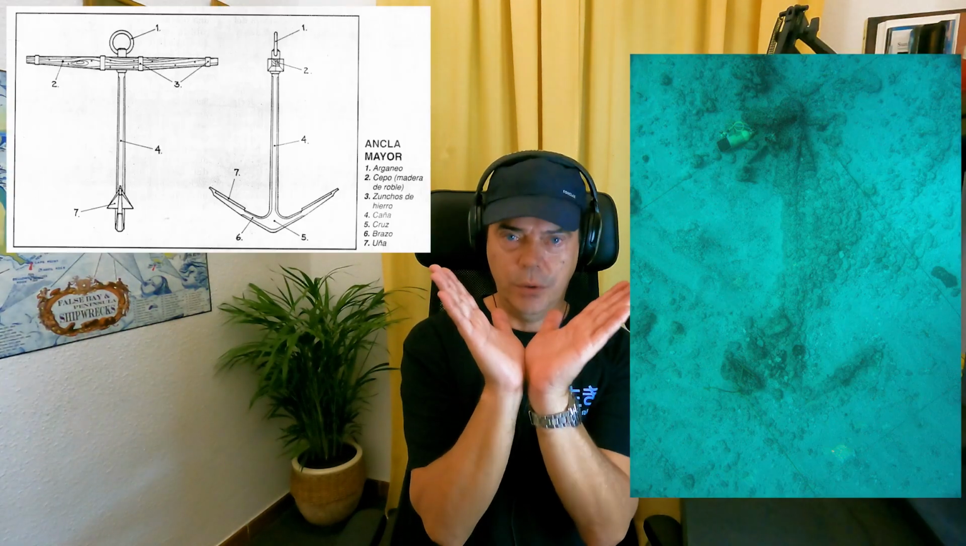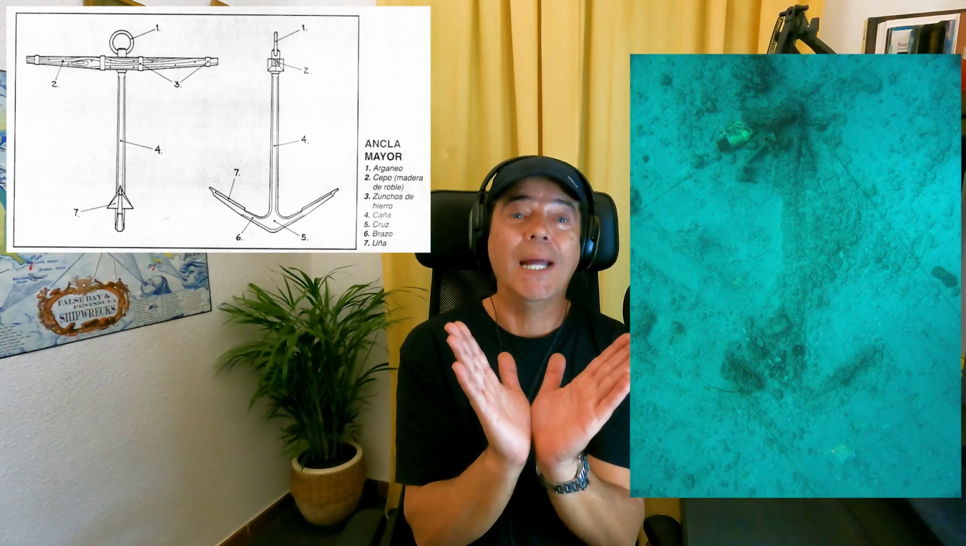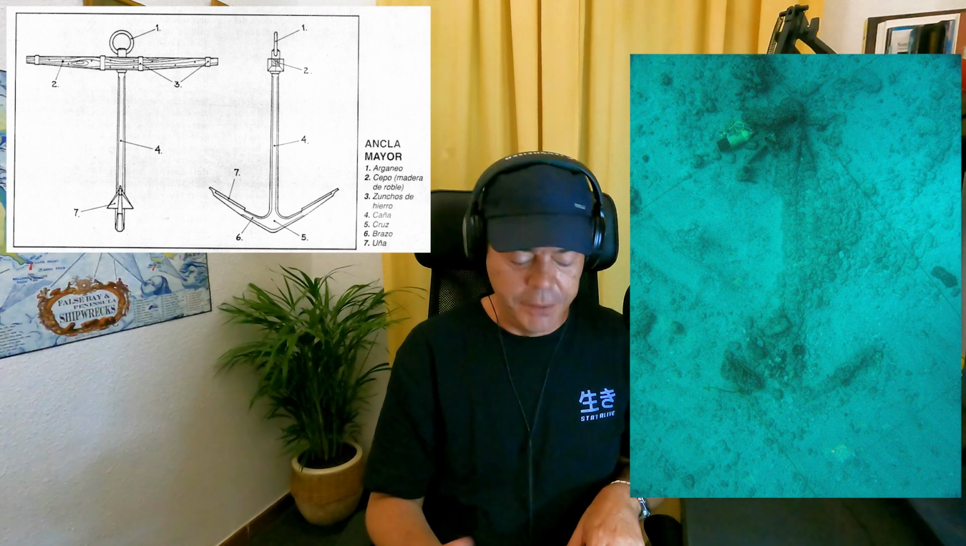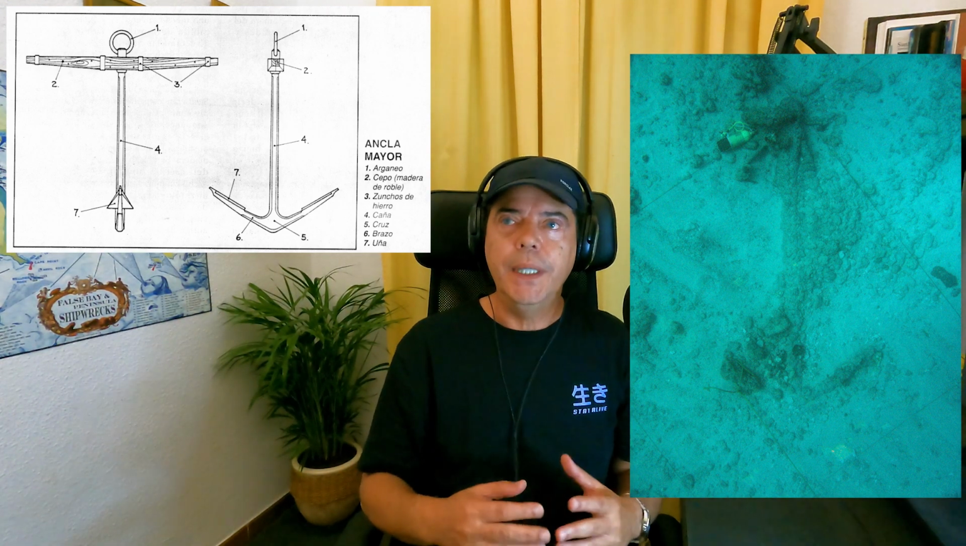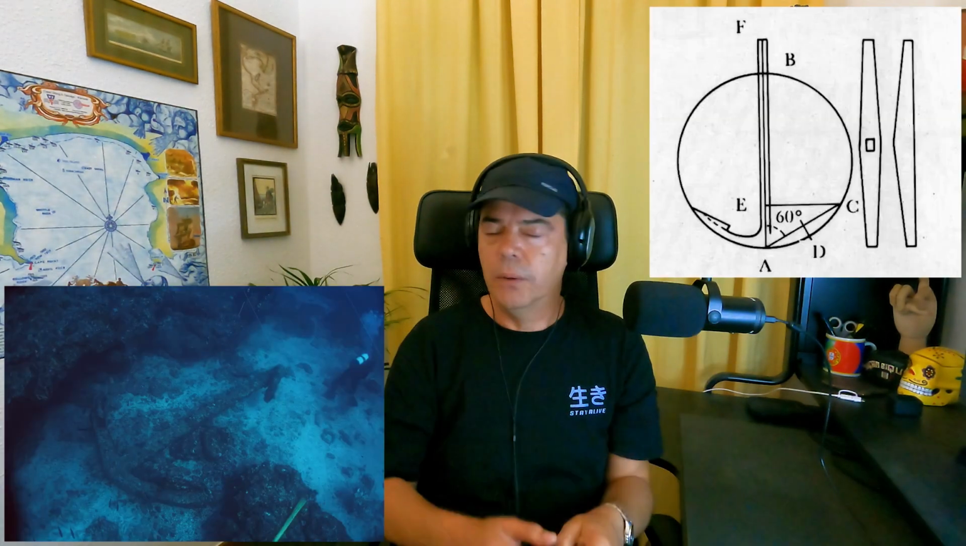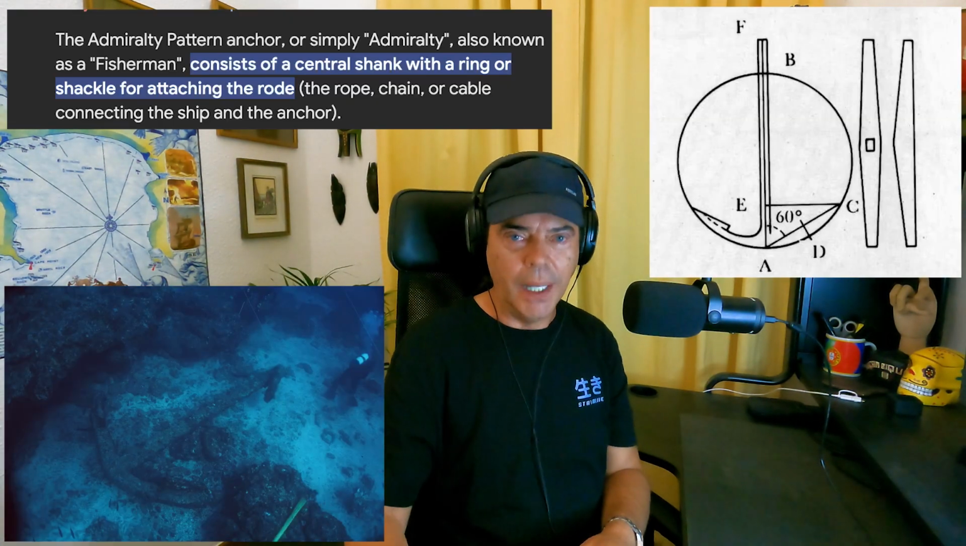There are still a few things to take into consideration. For instance, the anchors that have arms at a straight angle, in this shape, we call arrow anchors or straight pattern. The straight pattern anchors will be in Iberian ships, and they will be much older than the curved arms anchor, or what we call Admiralty pattern anchors.